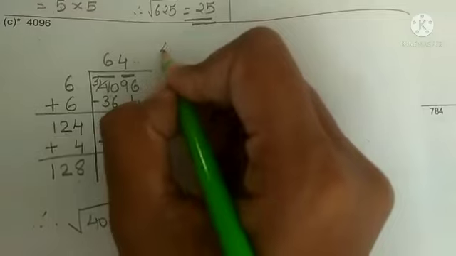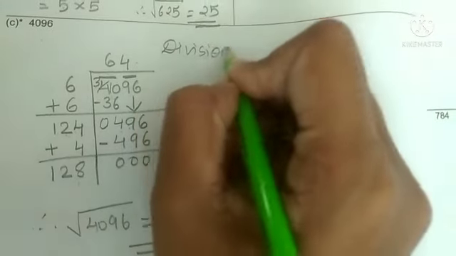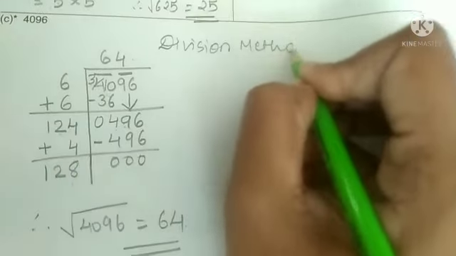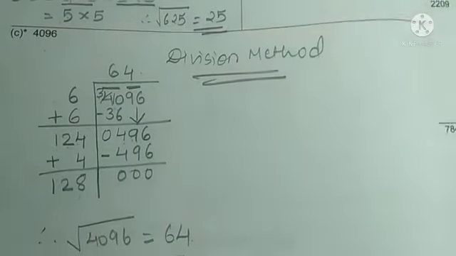Clear? So here we have found the square root by division method. This is known as your division method.